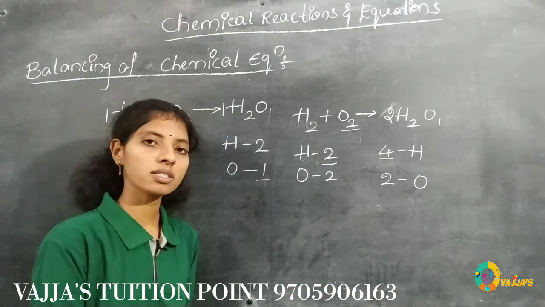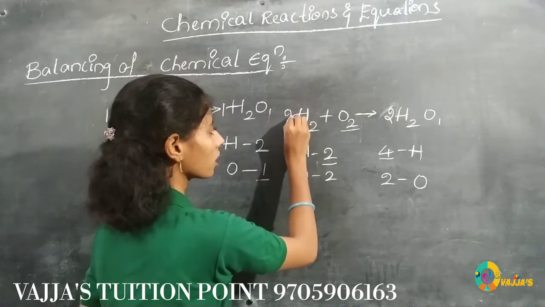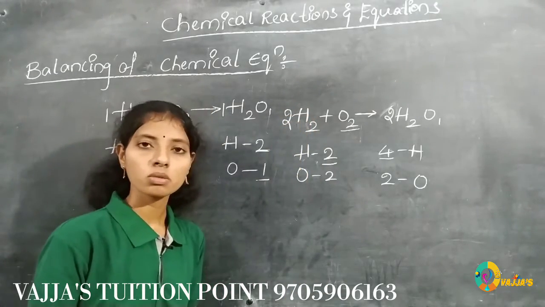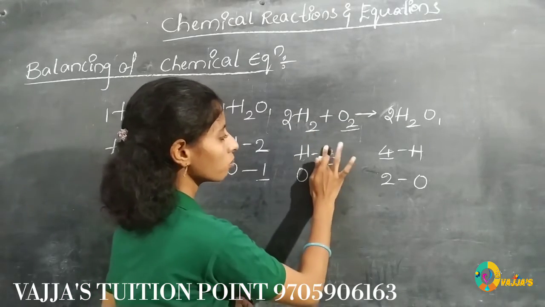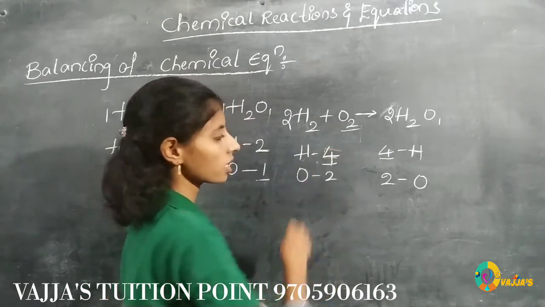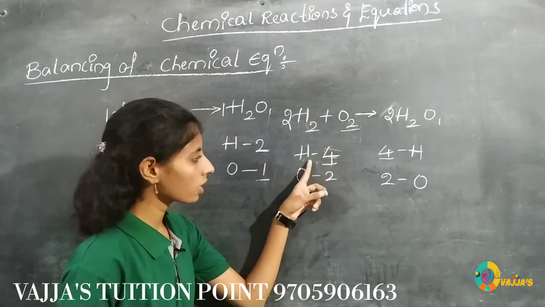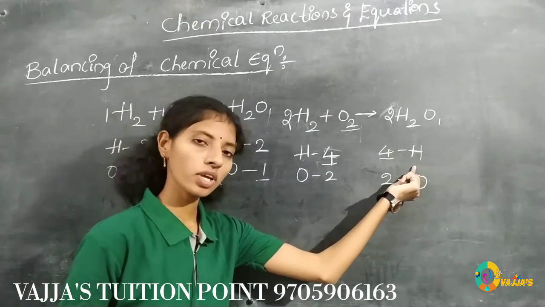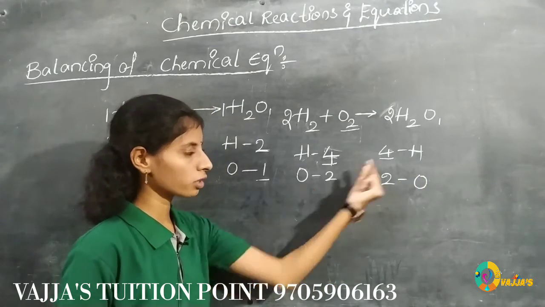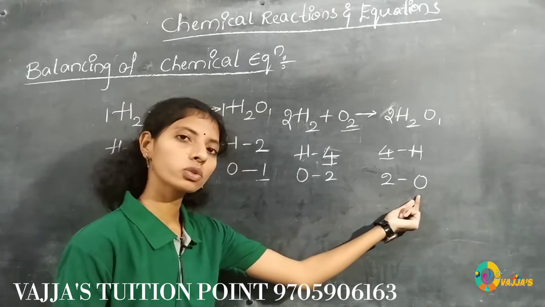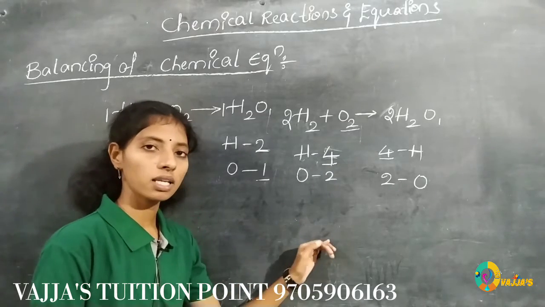Yes, now we have to balance the hydrogen atoms. So I want to take the number 2 here. Now count the number of hydrogen atoms. 2 twos are 4. So the number is changed here. Now it is balanced. Why? Because here also 4, and on the product side also we have 4 hydrogen atoms. On the reactant side we have 2 oxygen atoms, and on the product side also 2 oxygen atoms. Now this chemical equation is balanced.